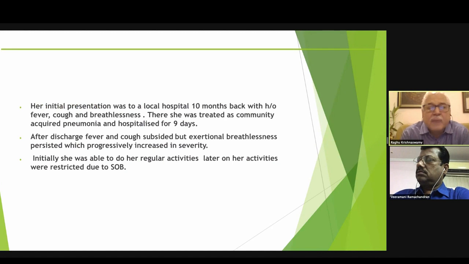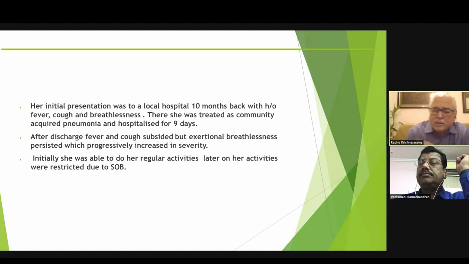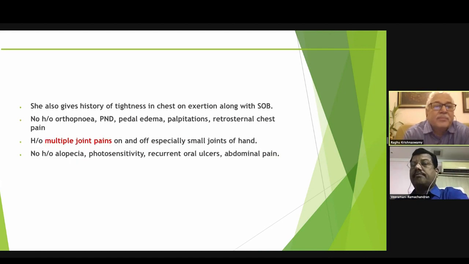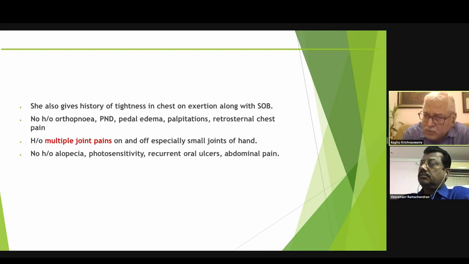There she was treated as community-acquired pneumonia and hospitalized for 9 days. After her discharge, her fever and cough subsided, but the exertional breathlessness persisted and steadily increased in severity. While she was initially able to do her regular activities, later her activities were restricted because of her breathlessness. She also gave a history of tightness in the chest on exertion, along with her shortness of breath. There was no history of orthopnea or PND. In fact, she was never breathless at rest.